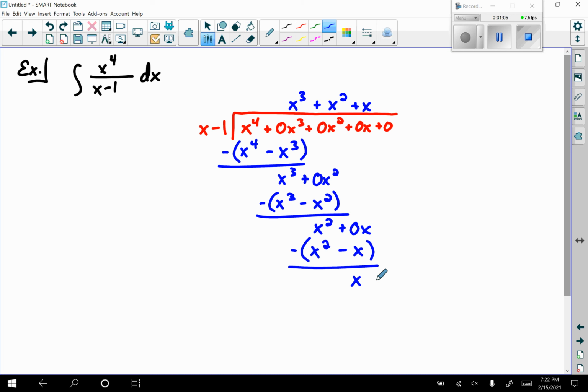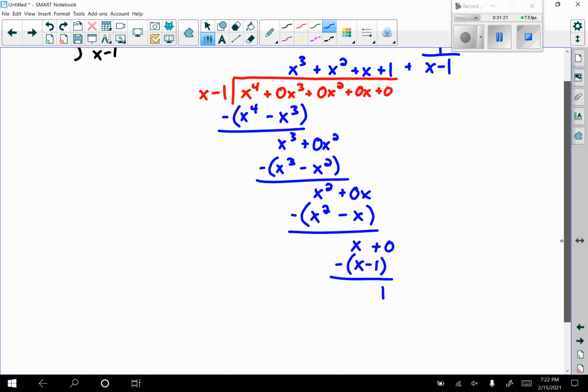Bring down the other 0. x times what is x? 1. Multiply, so I'll get an x minus 1. Subtract, x's are gone, and then I get 0 minus a negative 1, it's 1. So I write my remainder as plus 1 over x minus 1.